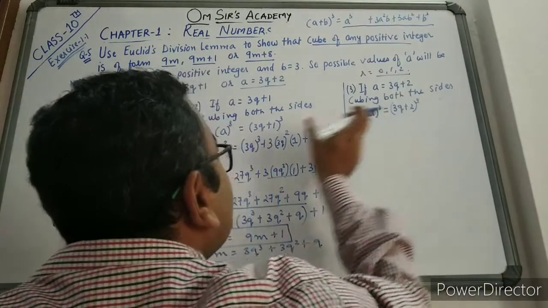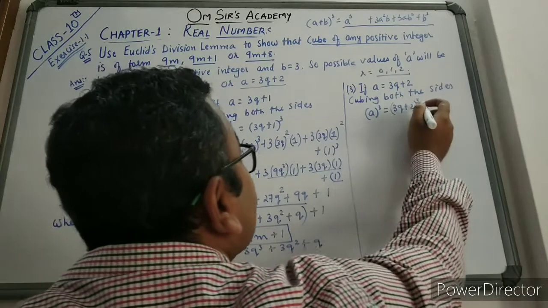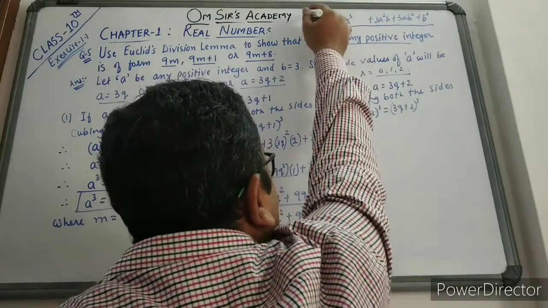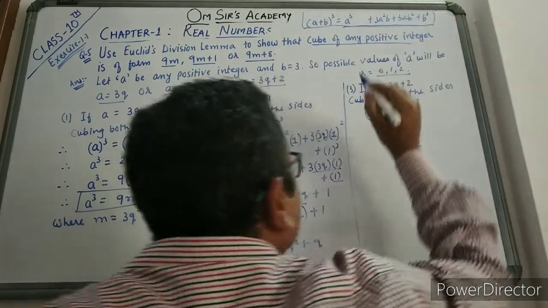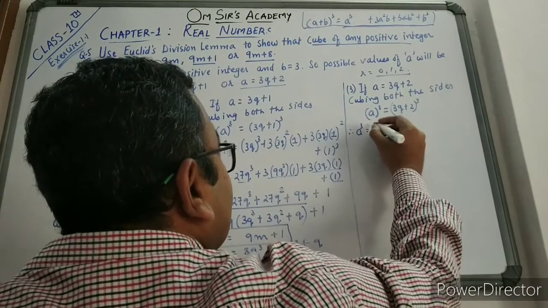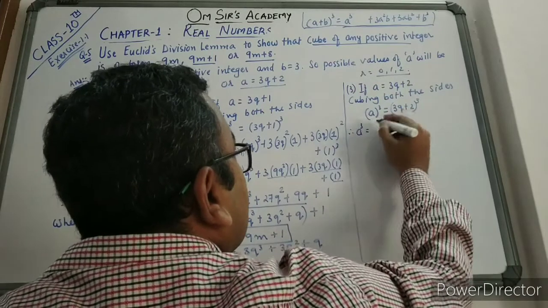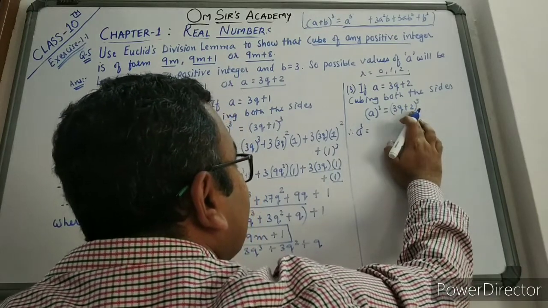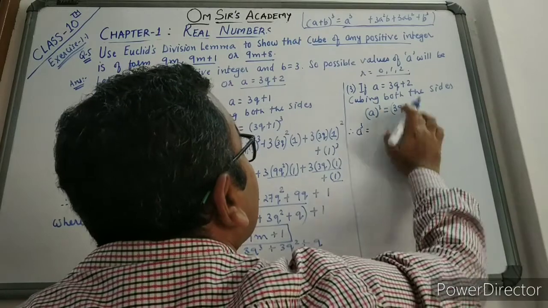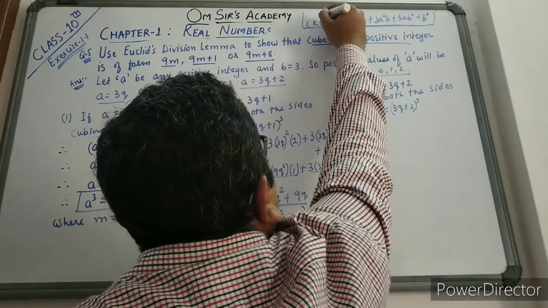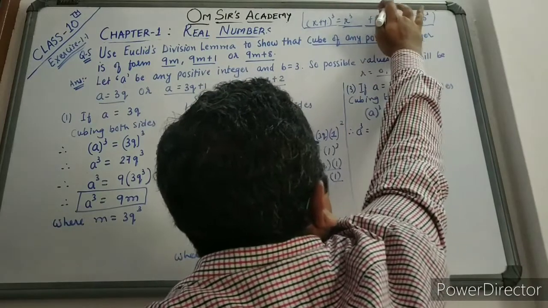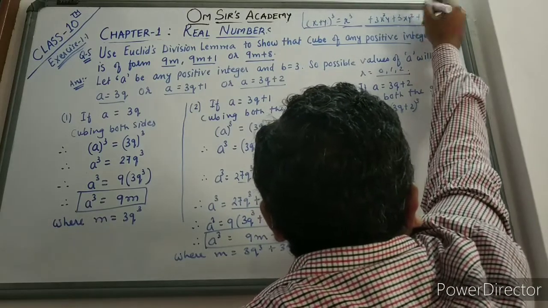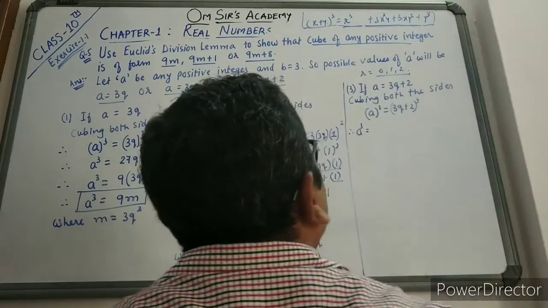The same identity I have to use which was used in the previous one. Okay, what is the identity of a plus b the whole cube? a cube plus 3a square b plus 3ab square plus b cube. Remember this identity very well, friends. So here I am taking a cube equals to a cube. Instead of this a plus b the whole cube, I am taking a as 3q and b as 2, or we can write x plus y the whole cube. Similar way we can take it as x plus y the whole cube. It is what? x cube plus 3 into x square y plus 3xy square, and plus b cube, that is y cube.